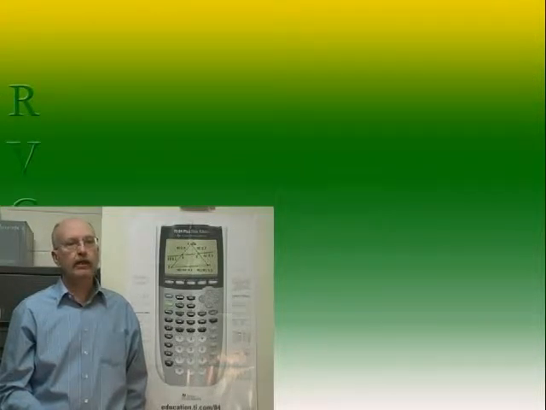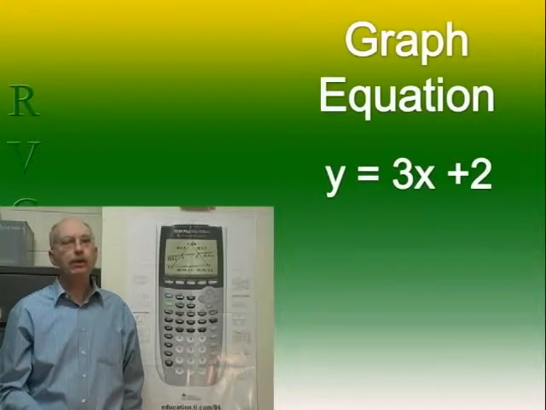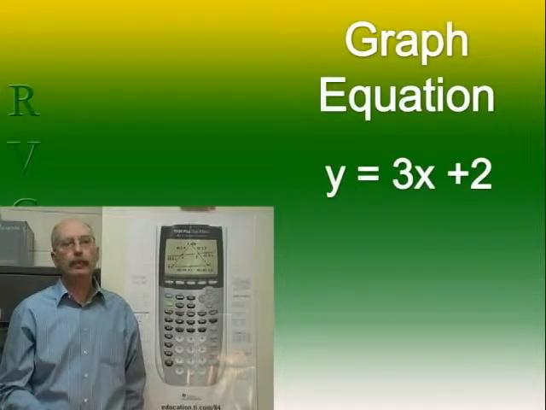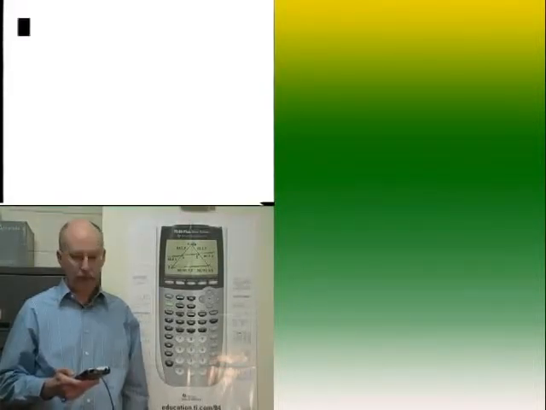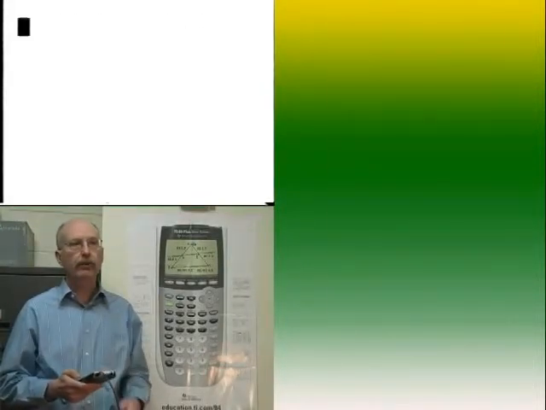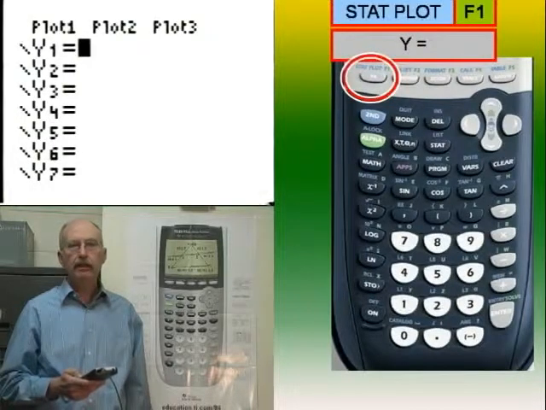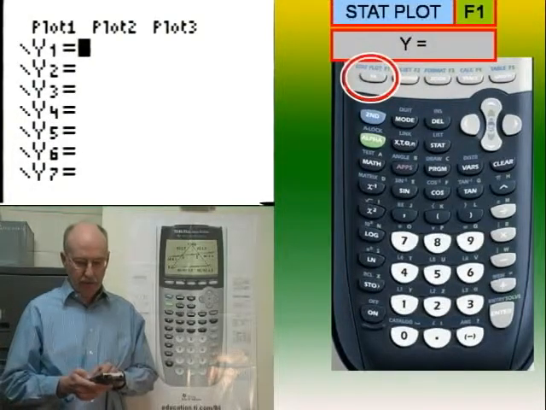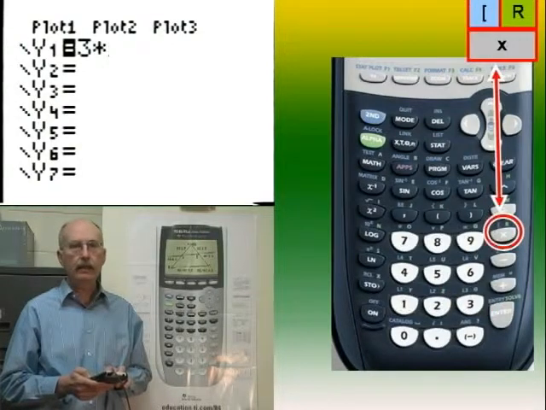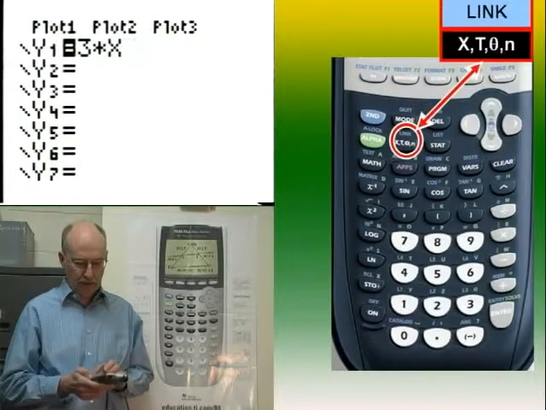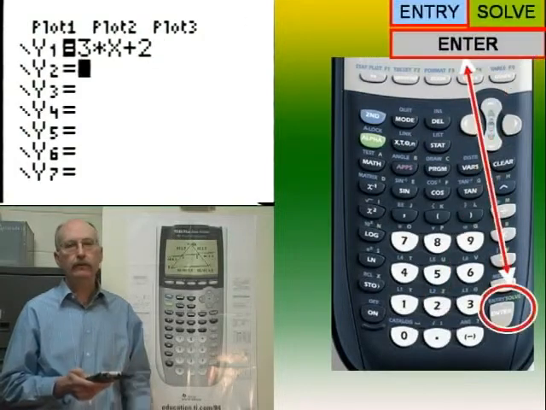Let's try a calculation. We're going to try graphing the equation y equals 3x plus 2. First thing we need to do is get to the graphing screen, the y equals screen, and we press the y equals button, and then we enter in the equation 3 times, then we're going to hit the X, T, theta, and n key to get the x, plus 2, enter.